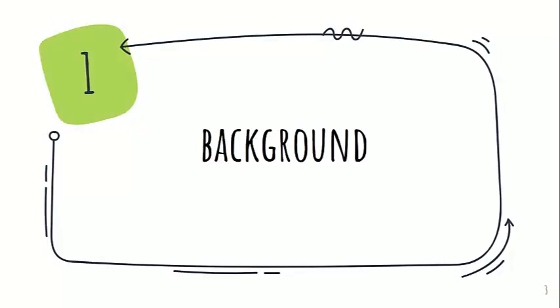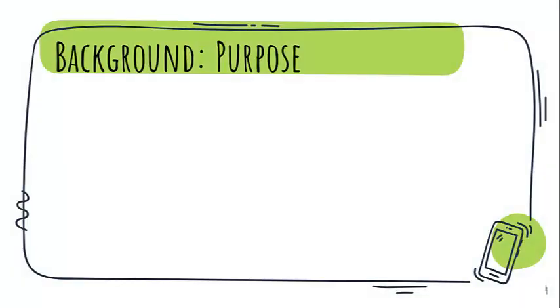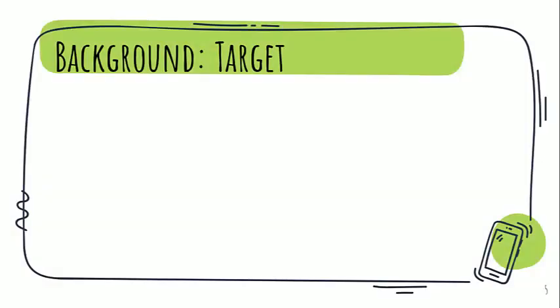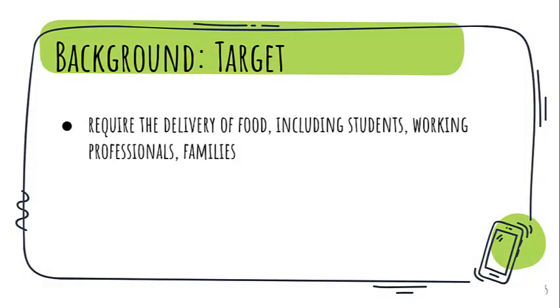Let's introduce the background of the food delivery application. The primary goal of this project is to develop a user-friendly mobile application that enables customers to discover, order, and track the delivery of a wide variety of restaurant meals. The food delivery application aims to provide a convenient and efficient solution for users to browse menus, place orders, and receive on-demand deliveries, simplifying the overall food ordering and delivery experience.